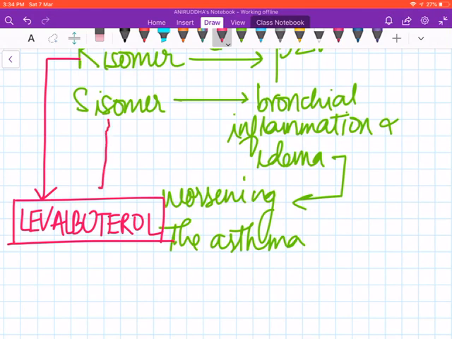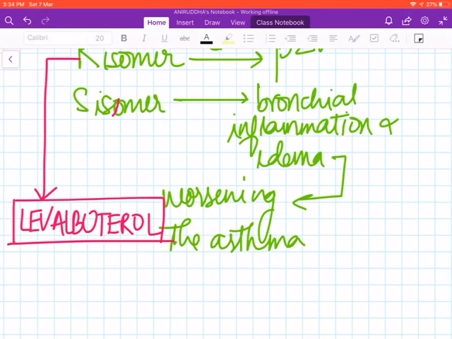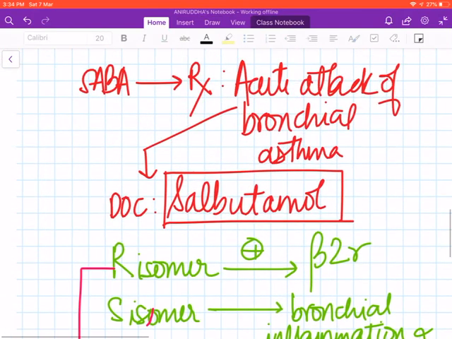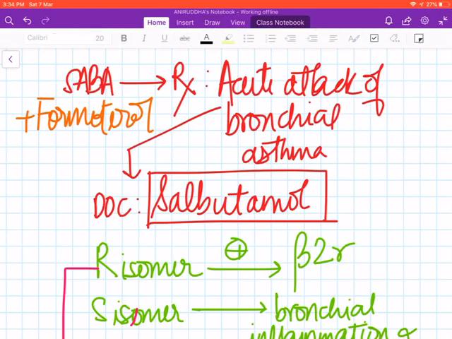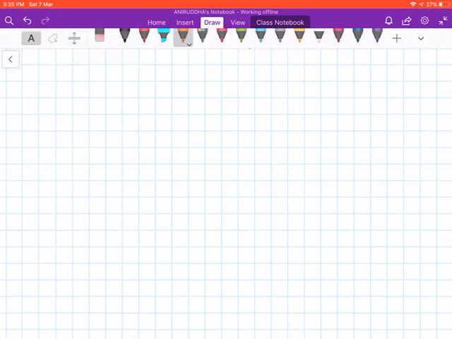In an acute attack of bronchial asthma, we can also give a long-acting beta agonist, and that is formoterol. But of course, the drug of choice will always remain salbutamol. Now, the next thing we have to discuss are the LABAs.